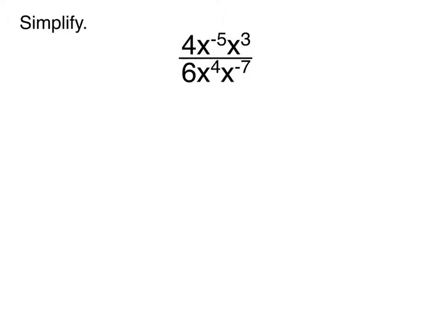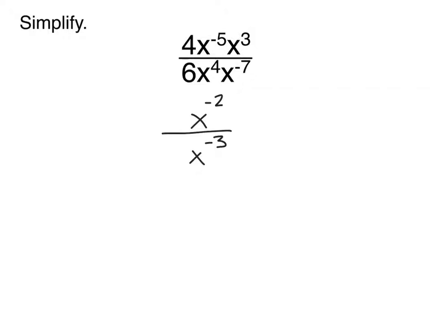The way I like to start is I like to just combine everything on the top and combine everything on the bottom together first. And so I'm going to start by doing that. So the x to the negative 5 and x cubed on the top, that becomes an x to the negative 2. And on the bottom, I do the 4 plus the negative 7 there. That gives me a negative 3, so that's x to the negative 3.